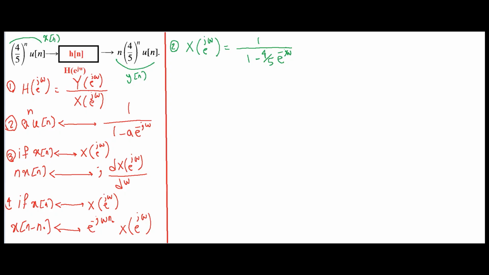Next, we find the Fourier transform of the output signal. For this part, we again use the same transform pair with a equal to 4/5 and then apply the differentiation property because the signal is multiplied by n in the time domain.